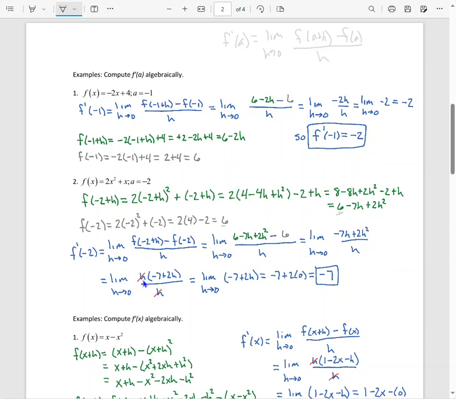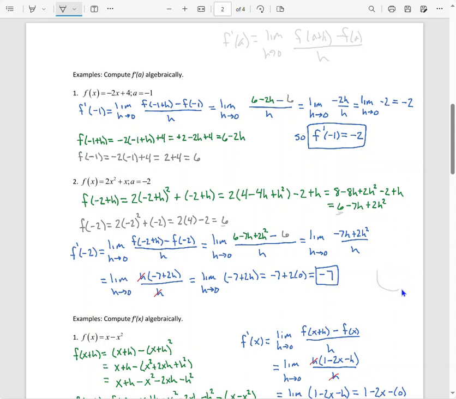So we factor an h from the numerator, still have our limit, cancel our h's, still have our limit. Limit as h approaches 0 of negative 7 plus 2h. Now that I no longer have an h in the denominator, I don't have to worry about a 0 in the denominator, I can evaluate. Negative 7 plus 2 times 0 is negative 7. So I found the derivative at negative 2 to have a slope of negative 7.